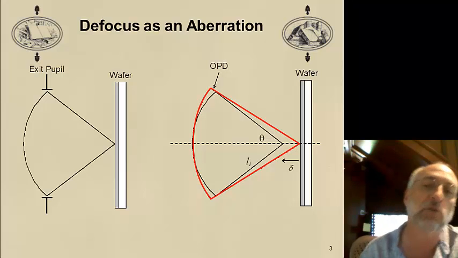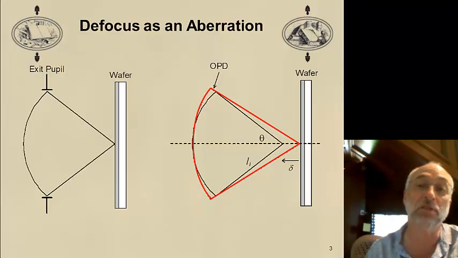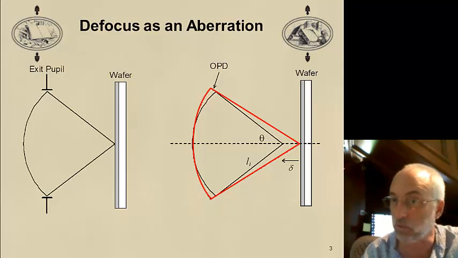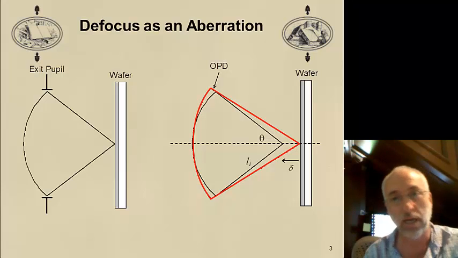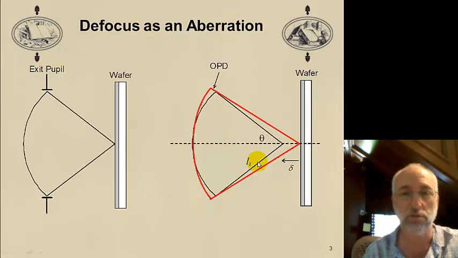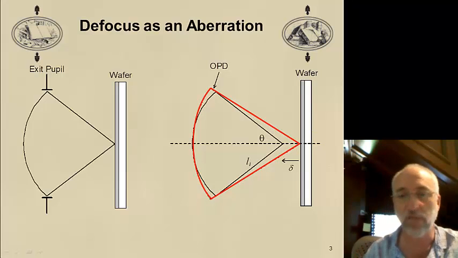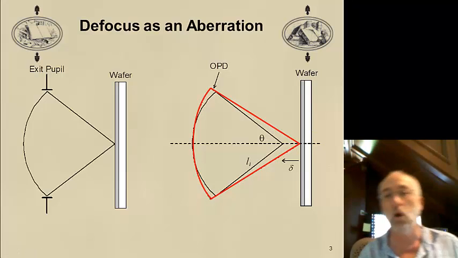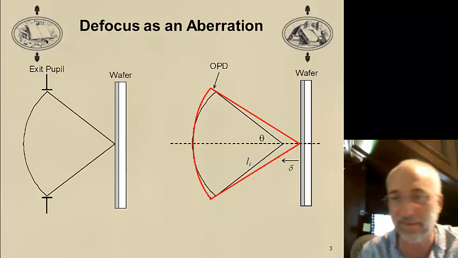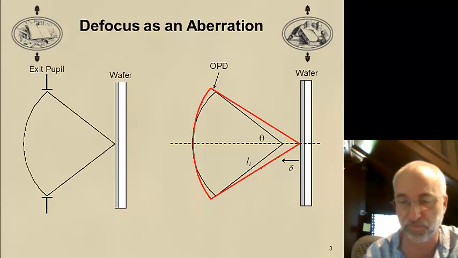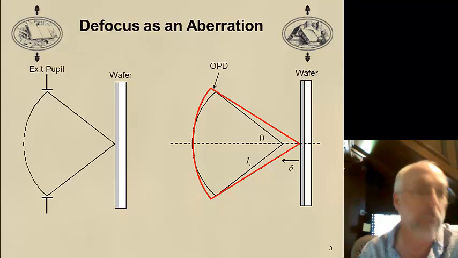Now, the defocus that I'm showing in this graph is highly exaggerated. We have defocus distances on the order of tens of nanometers or maybe microns, and these radius of curvatures, this L sub I, the image distance from the lens, is on the order of centimeters. So this picture is a gross exaggeration just so you can see these differences. But we can use a little bit of geometry.